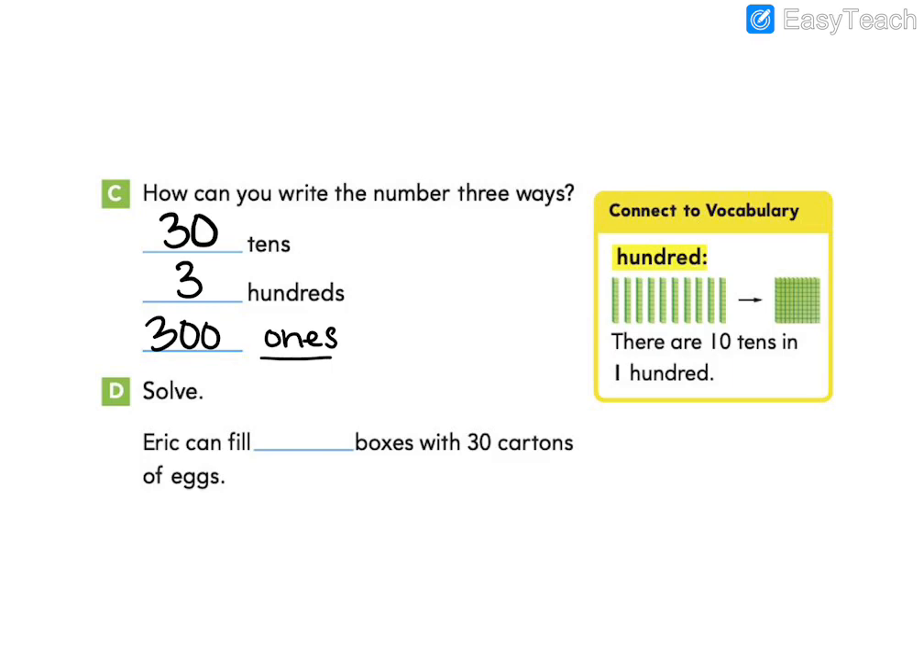So now let's answer the question. Eric can fill how many boxes with 30 cartons of eggs? Remember, one box can have 10 cartons of eggs. So this is like when we circled our groups. He can fill 3 boxes. And here's our vocabulary showing the way we group our hundreds. This is just like when we circled our group of 100. It's going to be equal to 100 or hundreds flat if we're drawing a picture.